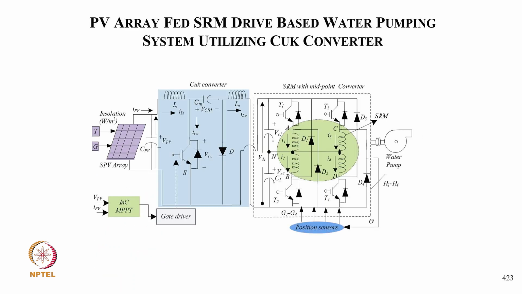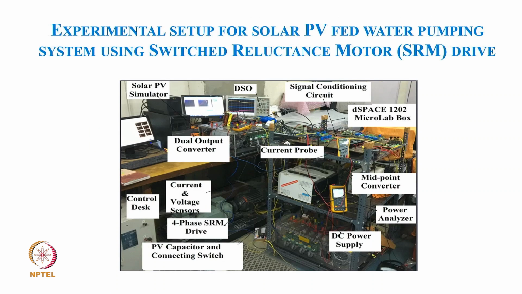Here is a typical PV array drive for water pumping utilizing a Cuk converter. The Cuk converter is responsible for MPPT, and the DC link voltage is controlled inherently, whatever energy is fed decides the speed of the motor.